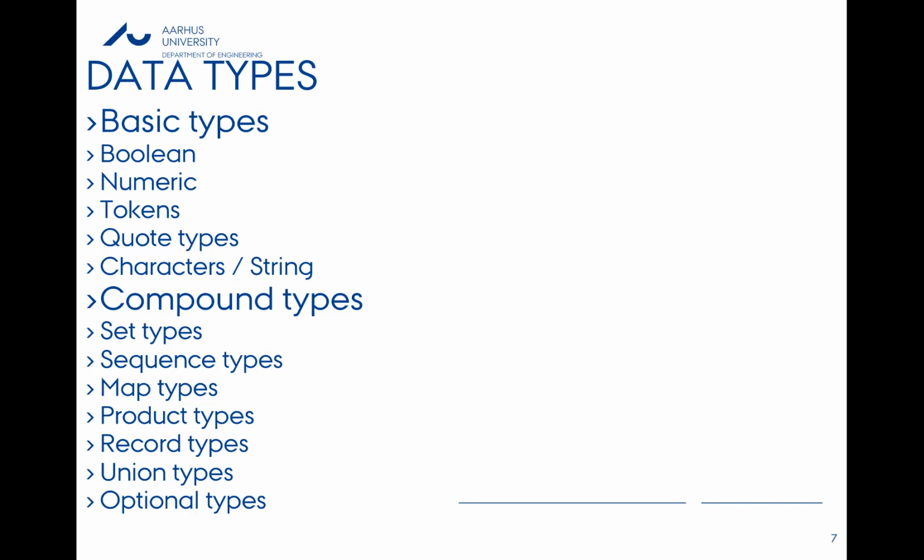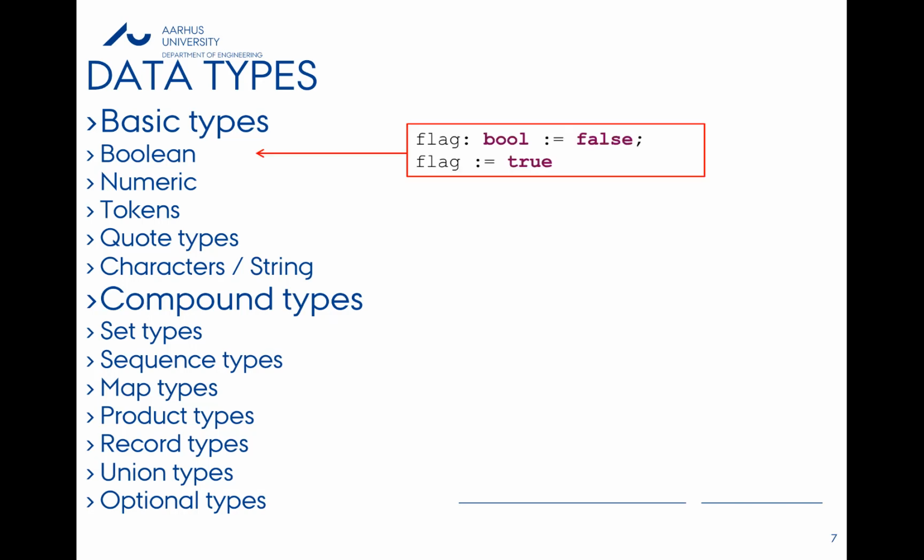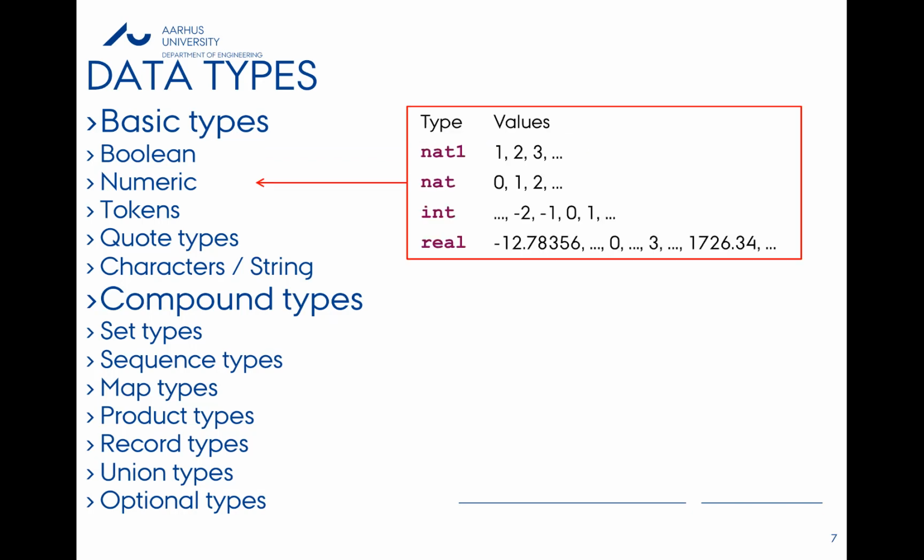In the basic types, Booleans, which you have in virtually all programming languages, essentially have true and false, and you can write it like this. The colon equal sign indicates assignment to an instance of something called flag. Numeric types are different, and they're just subtypes of each other. We have nat1 starting from 1 and upwards, natural numbers that start from 0, integers, and reals.